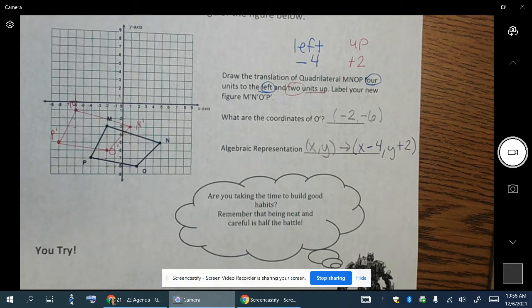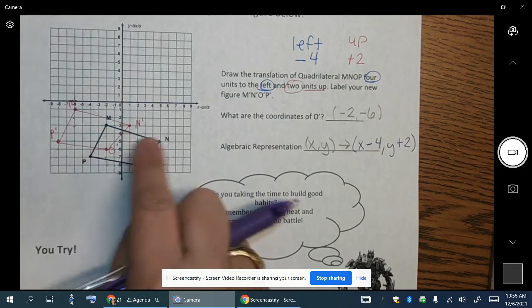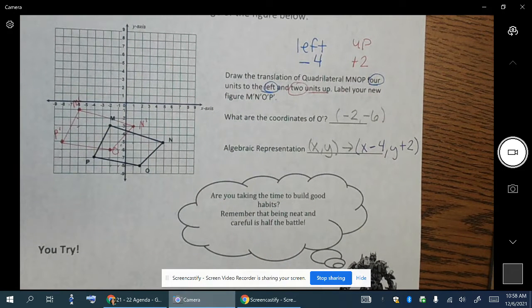That you're just writing the equation. Okay. It says make sure you're building good habits. Remember being neat and careful, because if you do it wrong there, then you're going to miscount. Okay? So be very neat, be very careful.